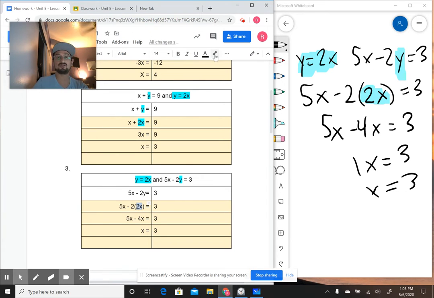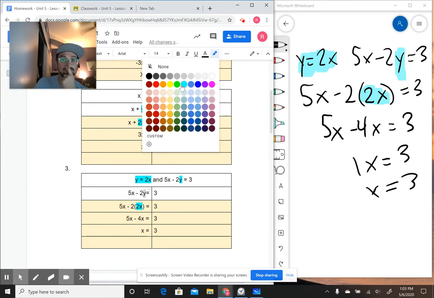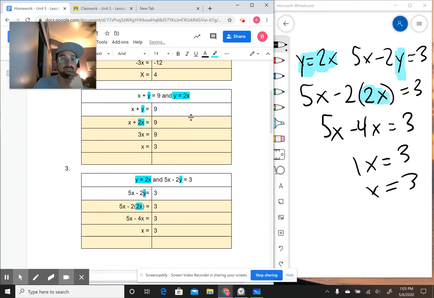So I'm going to highlight the substitution, make it a little clear. You can see we substituted for y a 2x. Okay, so now let's make that clear too. So 5x minus 4x is 1x, and that's combining like terms. So we're going to scroll down.